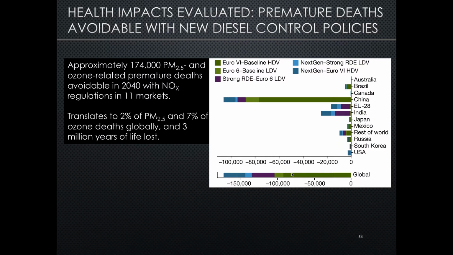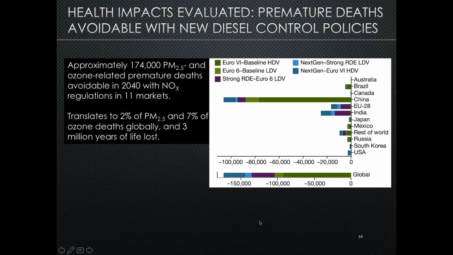In terms of the different policies that could be implemented, you see with the global bar at the bottom here, over half of the health benefits of implementing more stringent next generation standards could be achieved simply by implementing Euro 6 standards where not yet implemented. That's shown in the green sections of the bar, with most of those benefits of implementing Euro 6 coming from Euro 6 for heavy-duty vehicles, and largely driven by China. If you look at the bar for China, most of the health benefits of implementing Euro 6 come from implementing Euro 6 for heavy-duty vehicles in China.